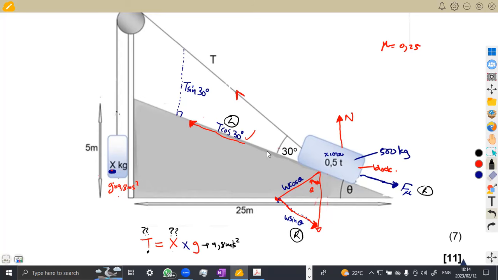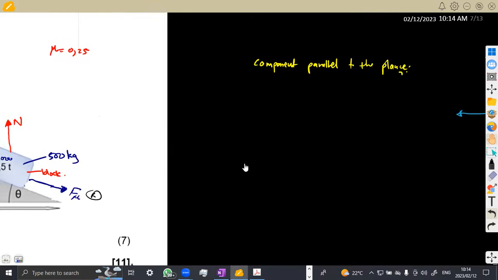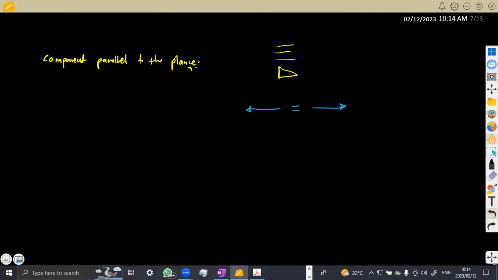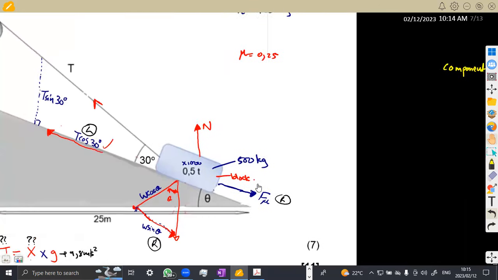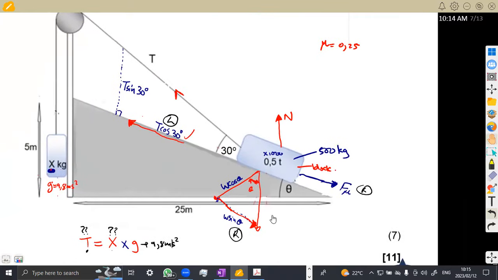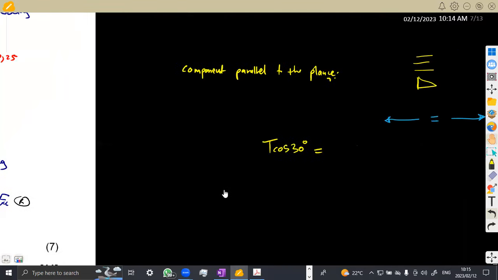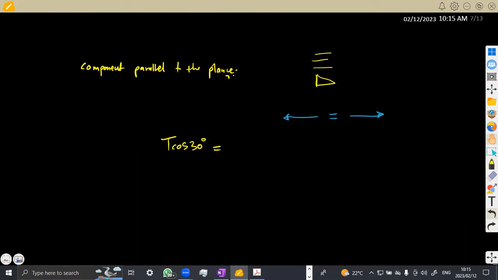So the one which is to the left must be equal to the sum of those which are moving to the right. So we said we've got T cos of 30 to the left. So this is what we are going to have. T cos of 30 degrees, which is moving to the left, is equal to the ones which are moving to the right. And to the right, we said we've got the frictional force and the W sine theta. So we've got the frictional force, all right, plus the W sine of theta.